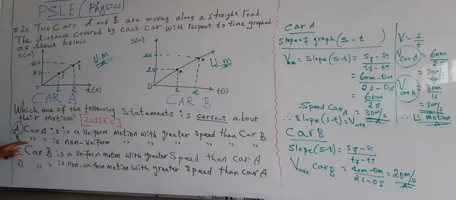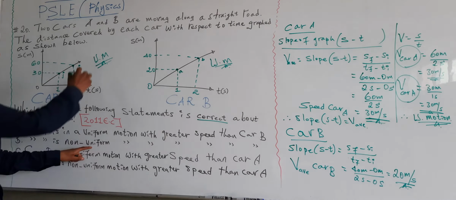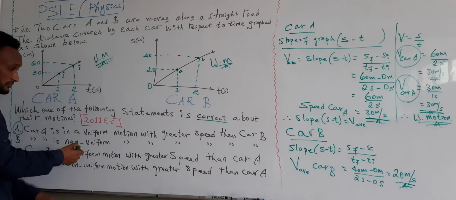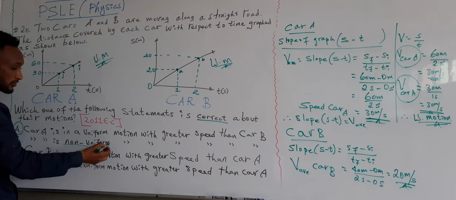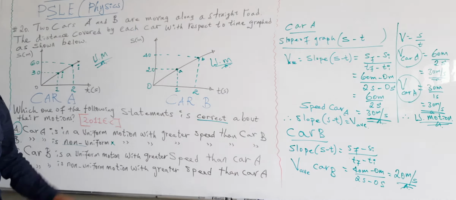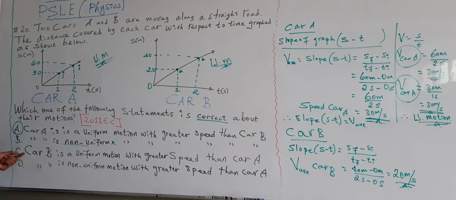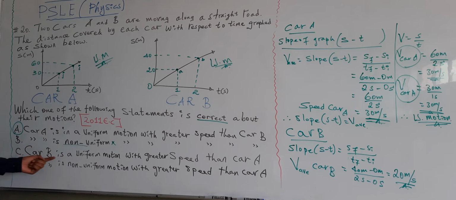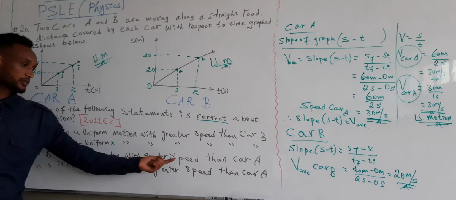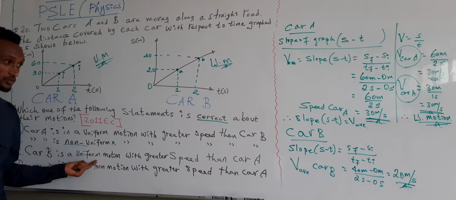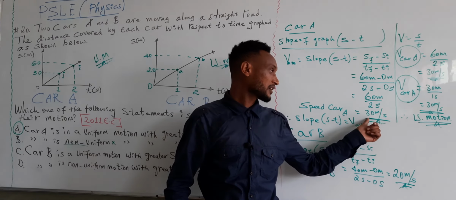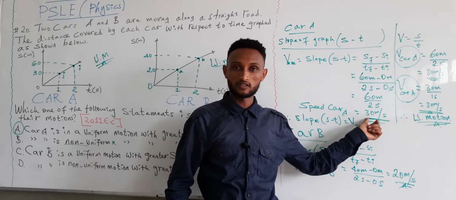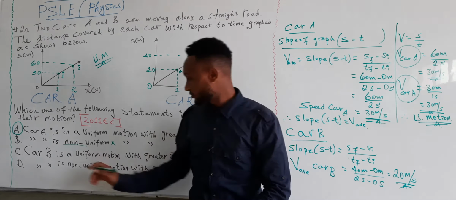If you see B, it says car A is a non-uniform motion. No, the motion of car A is uniform, so the statement is wrong. If we see C, car B is uniform motion with greater speed. The motion is uniform, but comparing their average speeds, the average speed of car B is not greater than the average speed of car A. Since it is less than, C is also wrong.